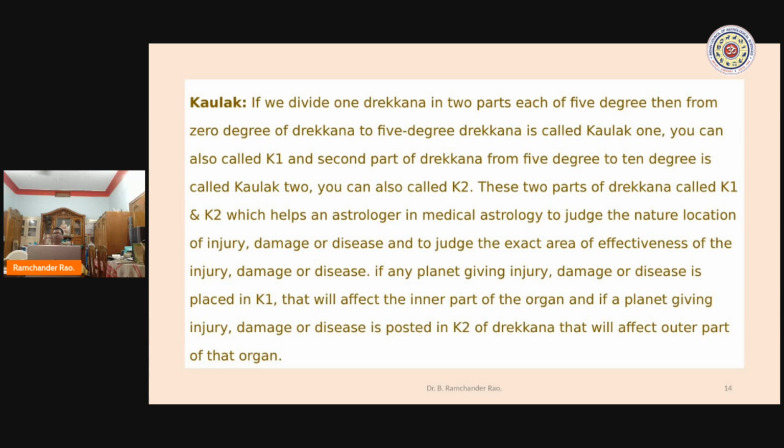So K2 helps astrologers and medical professionals to judge the nature and location of injury, damage or disease, or to judge the exact area affected by the injury, damage or disease. If any planet giving injury, damage or disease is placed in K1, that will affect the inner part of the organ, or if the planet giving the injury, damage or disease is positioned in K2 of the drekkana, that will affect the outer part of the organ.